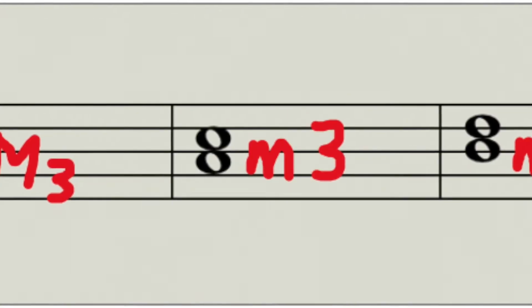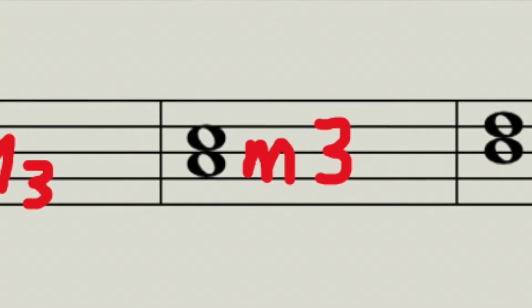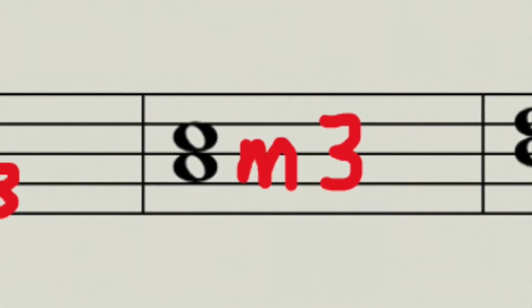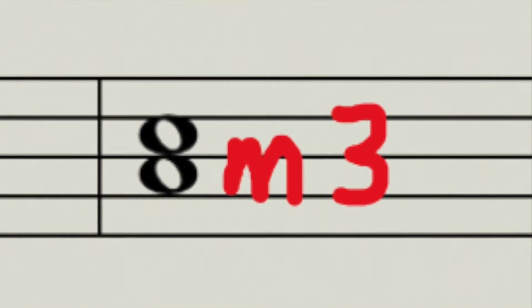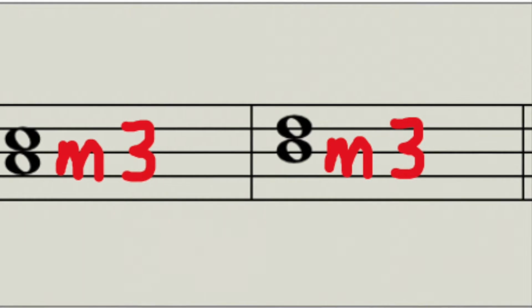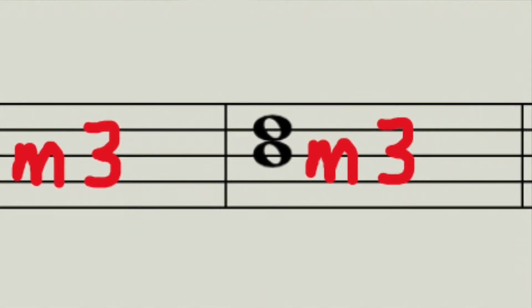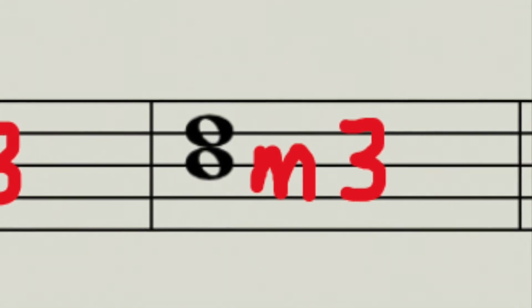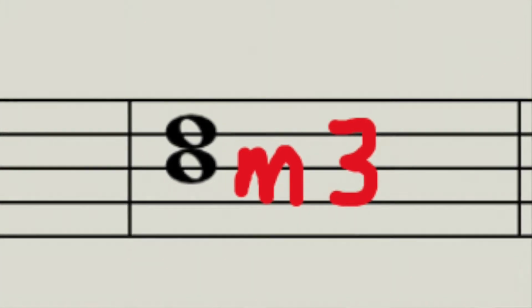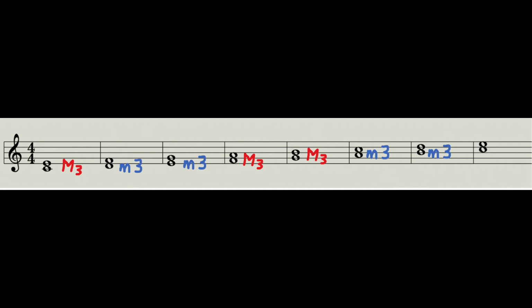A to C is a minor third because the key of A would need a C sharp, and we're lowering the C sharp to a C. And then B to D is also a minor third because the key of B would have a D sharp, and we have a D natural instead. So we can step back and look at that, and we can see that we've got 3 intervals that are major thirds and 4 intervals that are minor thirds.